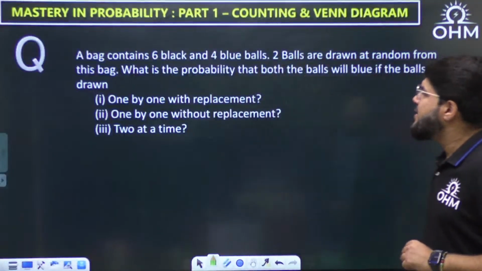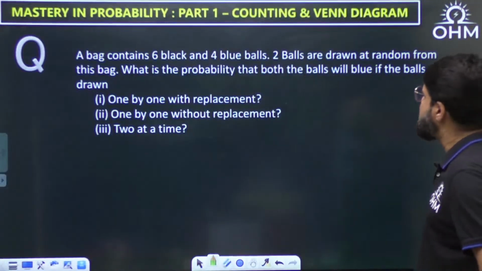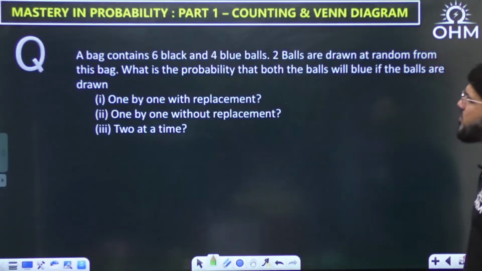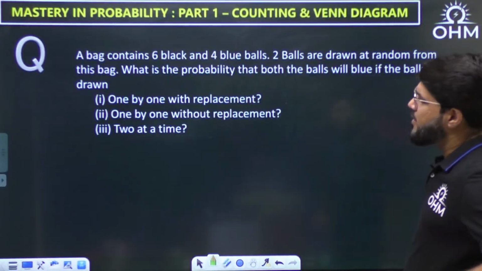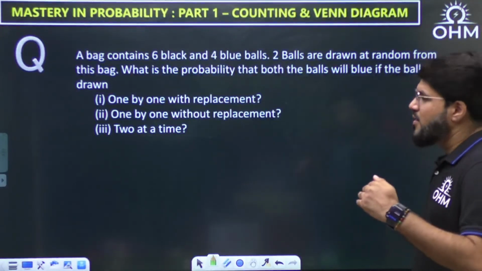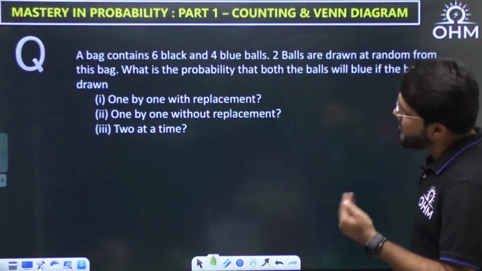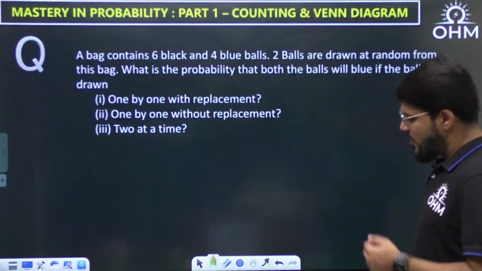Okay, a bag contains 6 black and 4 blue balls. 2 balls are drawn at random from this bag. What is the probability that both the balls will be blue? Both the balls will be blue if the balls are drawn now one by one with replacement, one by one without replacement, and then 2 at a time.